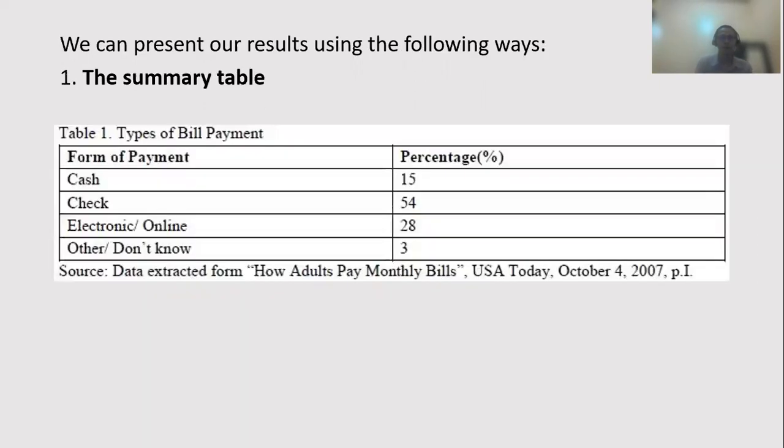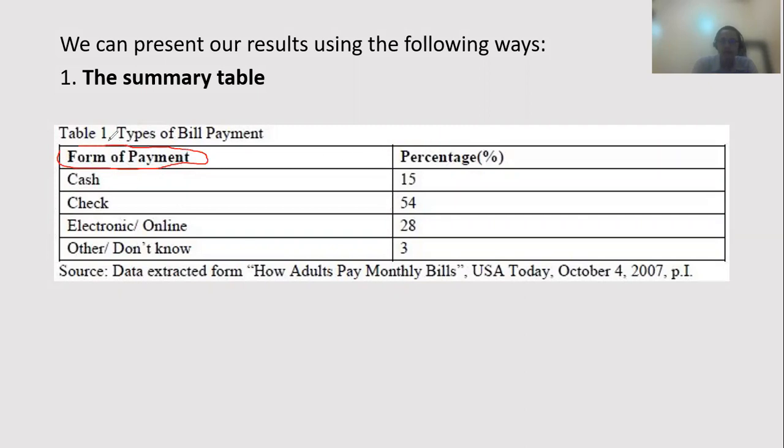All right, so we can present our results in the following ways. First, the summary table. I think we have seen these kinds of tables so often in our life. So for instance, table 1 is types of bill payment. The form of payment is by cash, by check, by electronic or online, and some other method of payment. Let me just use annotate. So this is the form of payment, the method of payment that people use.